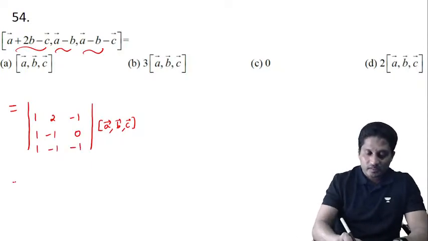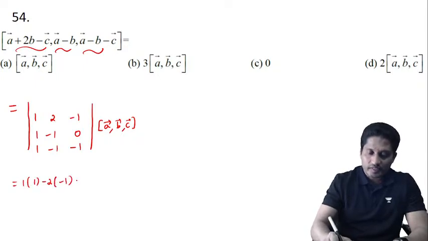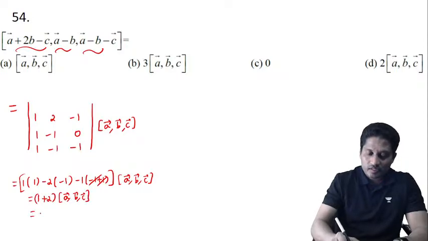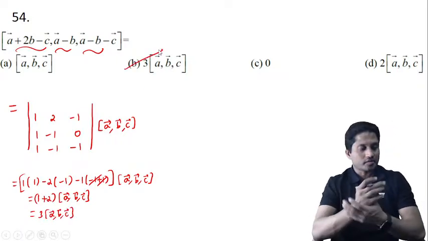Now if I expand this, delete first row, first column, you get 1. Delete first row, second column, minus 1. Delete first row, last column, you get a minus 1 plus 1. Is equal to box of A comma B comma C. Anyways this will cancel. You will get 1 minus and minus is plus, that is 2 into box of A comma B comma C. So this is equal to 3 times box of A comma B comma C. The answer is option B.